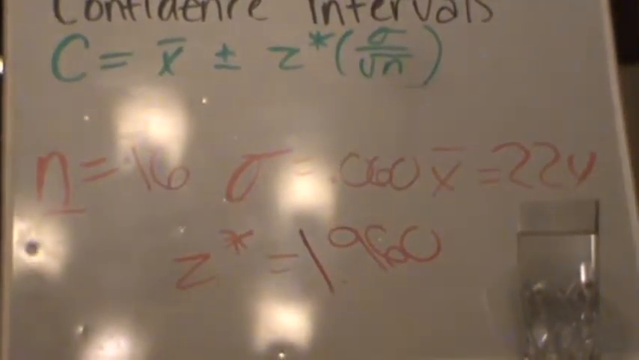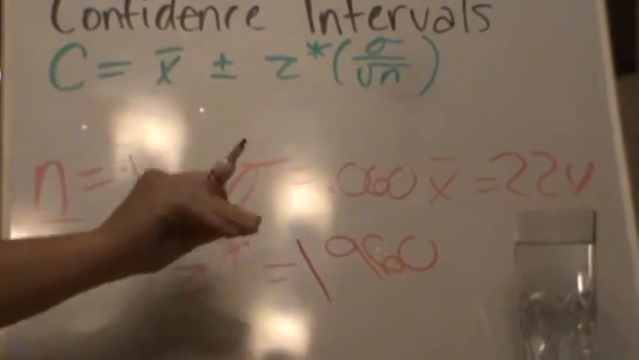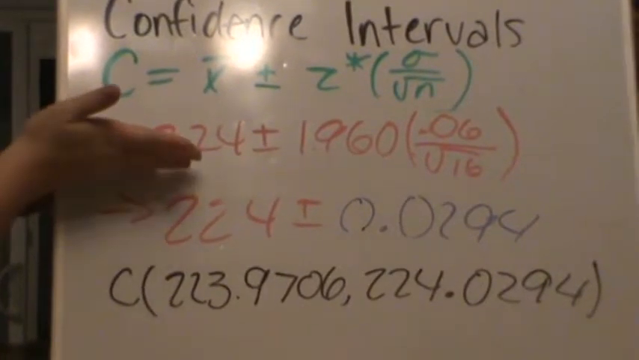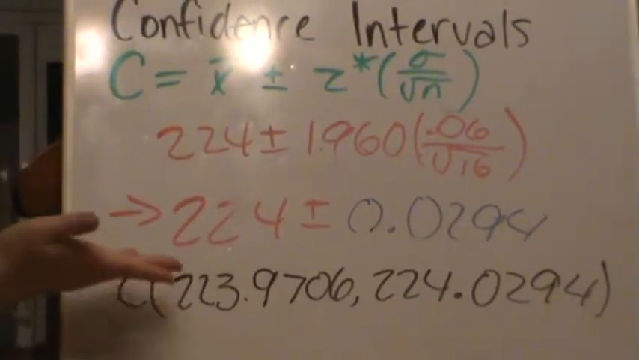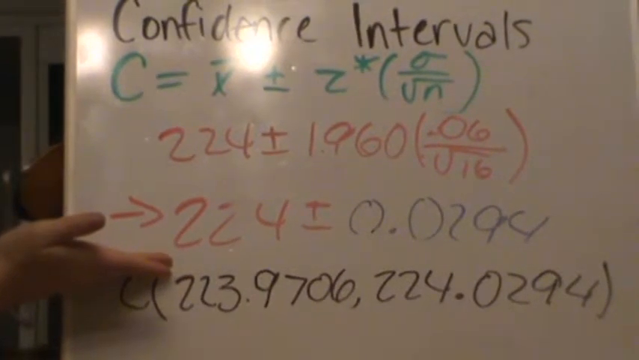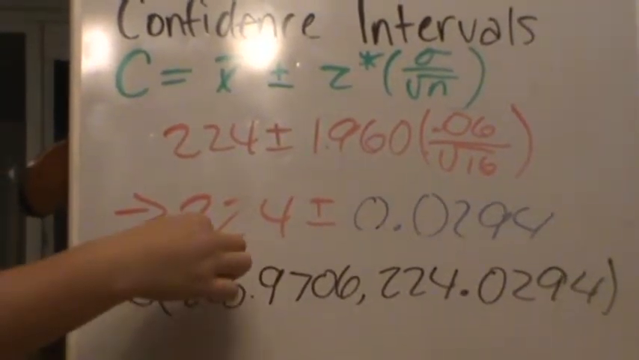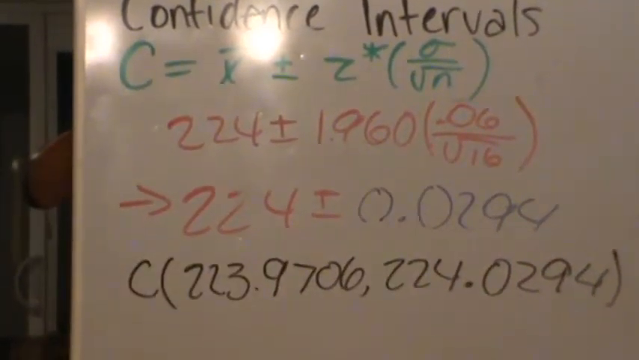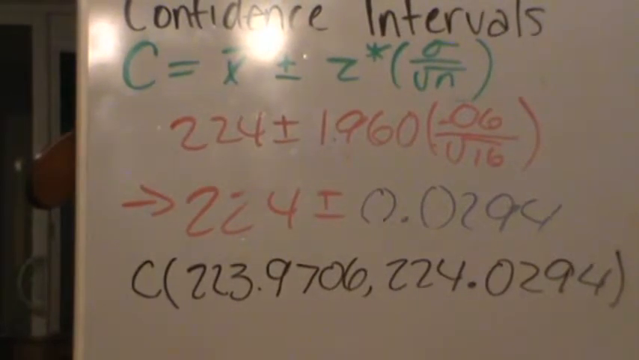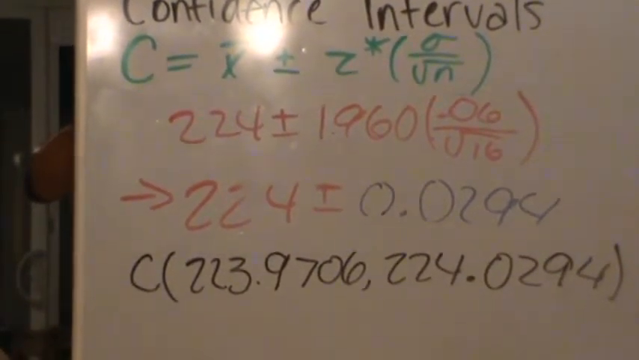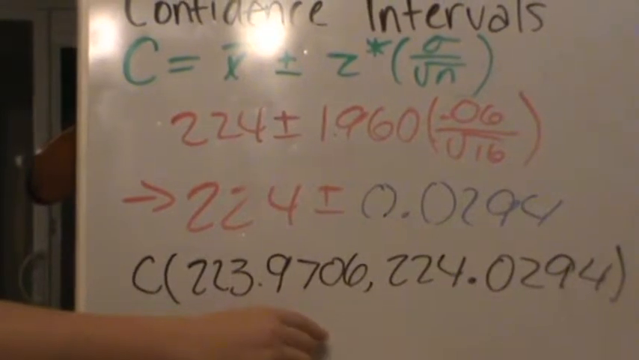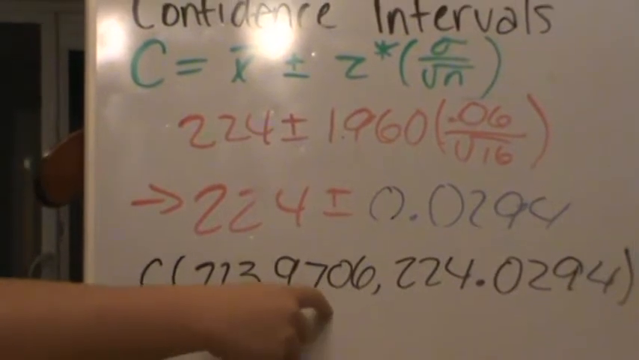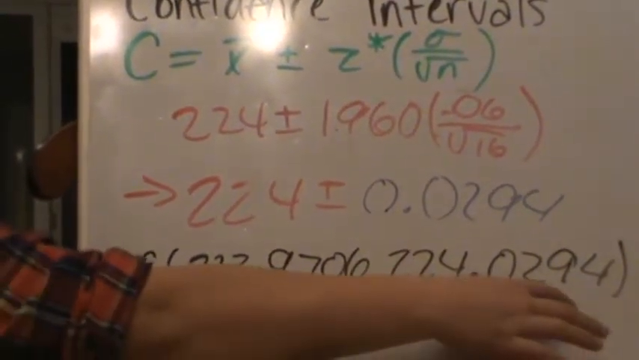So now that we have everything, let's plug it in. So now we've plugged in all of our values, as you can see how it's written in red. And then the next line down, we've calculated it out a little bit. Now the 224 in red, remember that's our mean, and it's going to be plus or minus this value in blue, which is our margin of error. When you subtract that, that's the shortest the tree will be, and when you add it, it's the tallest the tree will be in our 95% confidence interval, which we've calculated. It's in the black. So it's going to go from 223.9706 to 224.0294.